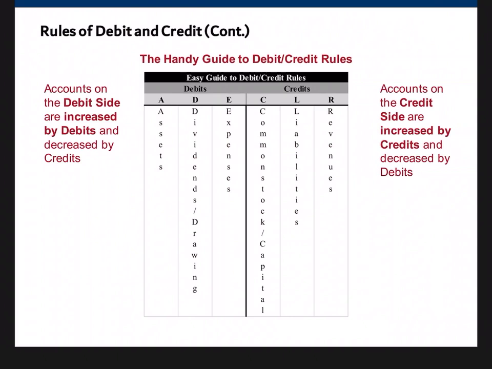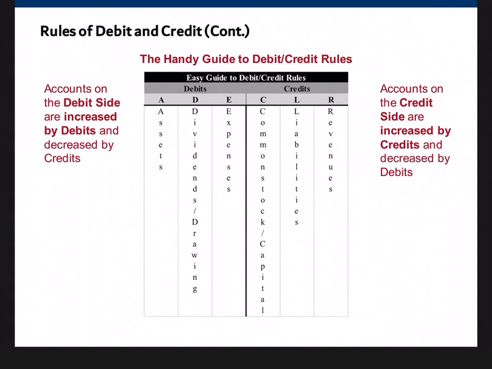Again, if it's an account that's on the debit side of this T account representation, a debit increases it. If it's on the credit side, a credit increases it. And always remember, whatever you do to increase it, the opposite side is going to decrease it. So if you debit it to increase it, a credit will decrease it. If you credit it to increase it, a debit will decrease it. It's just whatever the opposite side of that is.